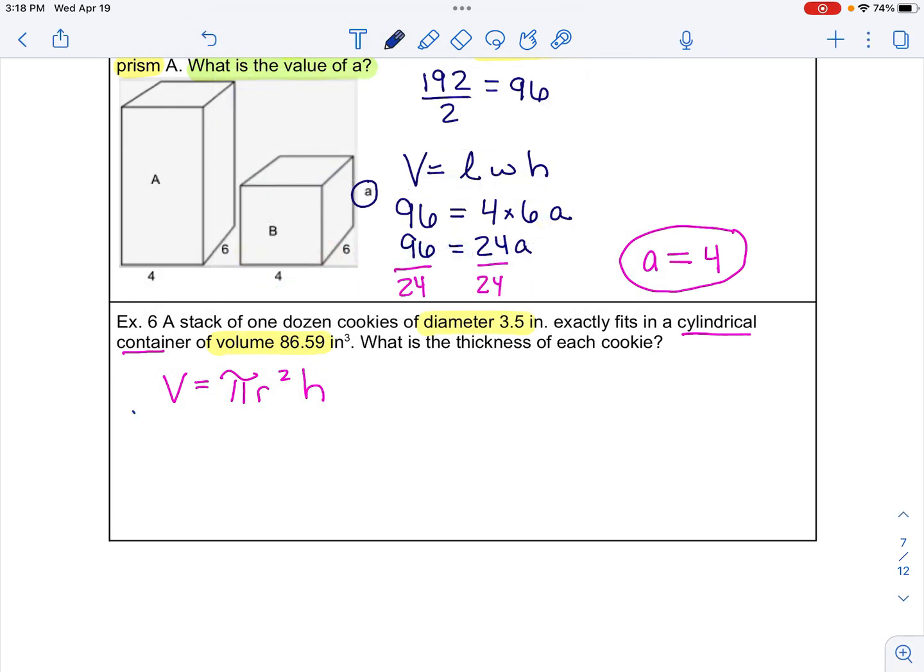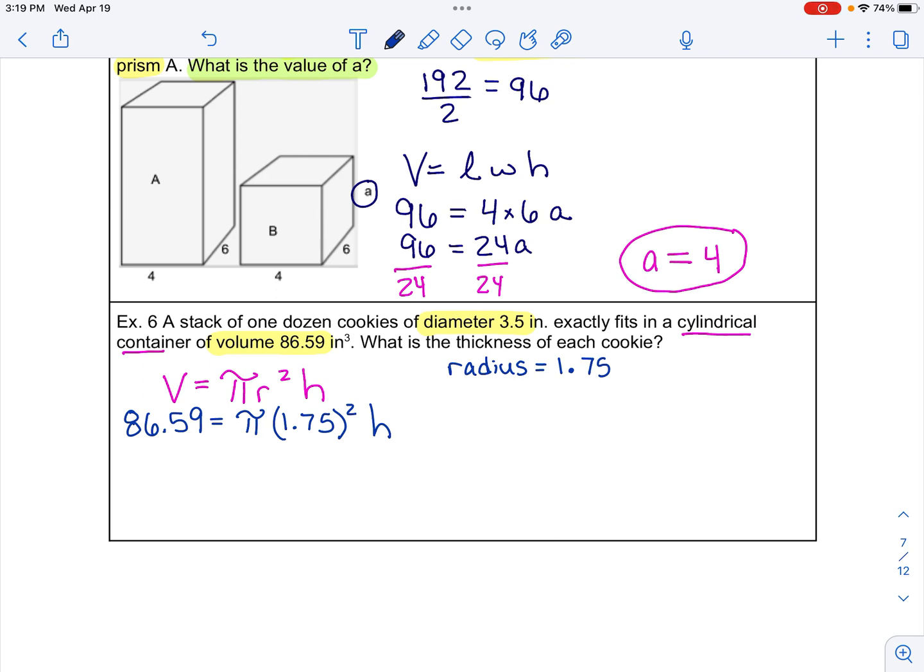The volume number would go here, where it's V equals, and then it says the diameter is 3.5. Well, the radius is half of that much. So if you take 3.5 and you divide by 2, the radius would be 1.75. So there's a lot of numbers in this equation that we can fill in.